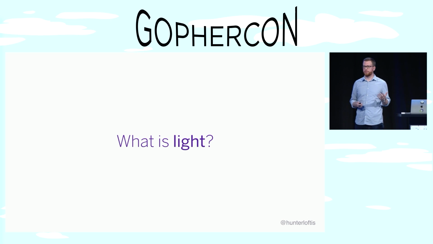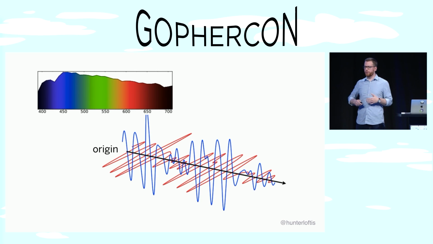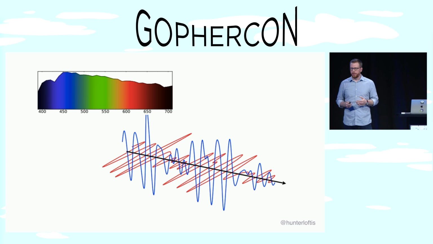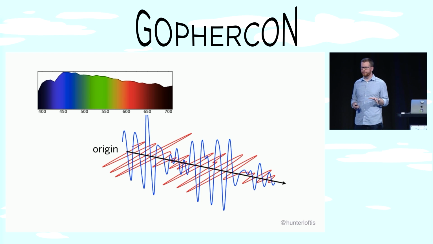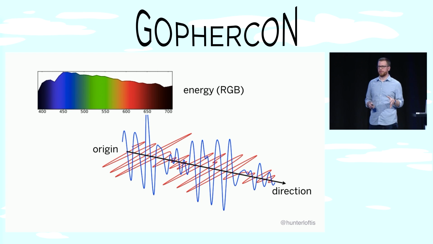It's a particle. It's a wave. It exists on some spectrum. It can be polarized, right? But for a computer graphics programmer, light really has three important properties. It has an origin, it moves in a direction, and it carries energy. And we usually represent that energy as red, green, blue triplets. And so that's how most graphics systems represent light.